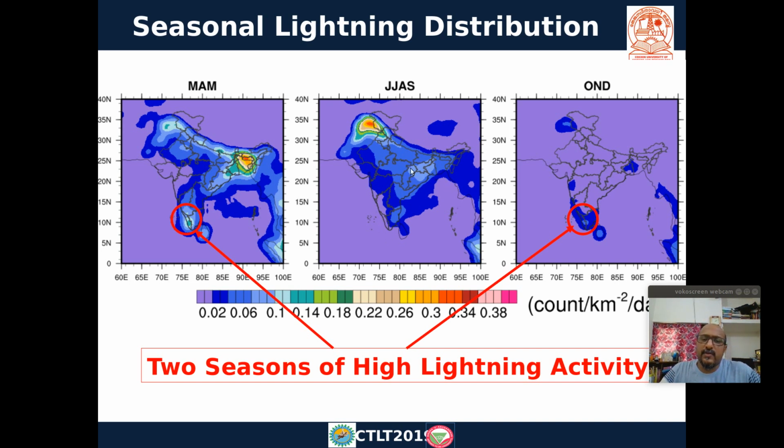Instead, along the monsoon trough region from Orissa to Rajasthan, along the Gangetic plain, we get good lightning activity during the monsoon season.